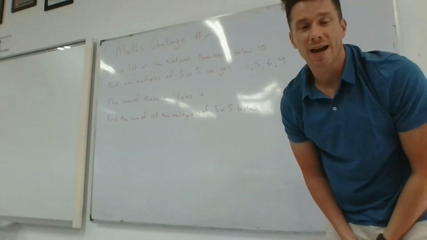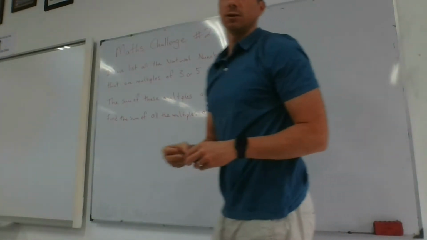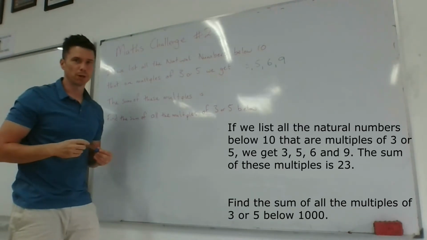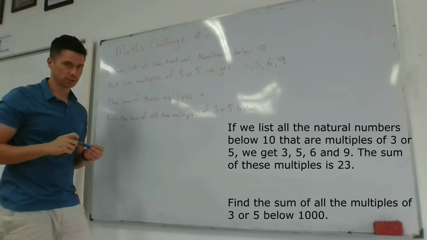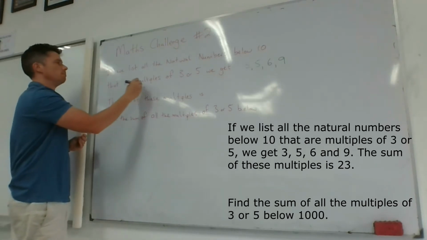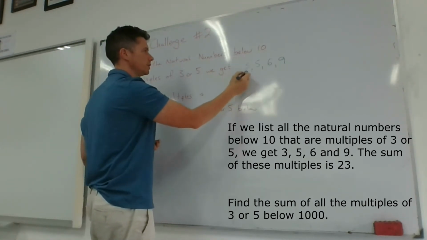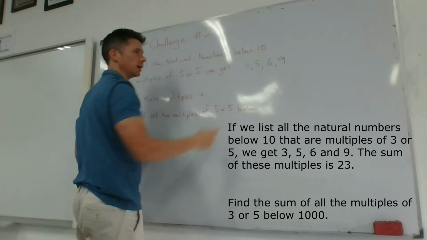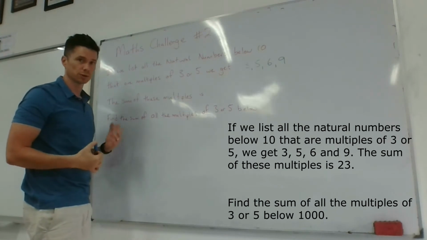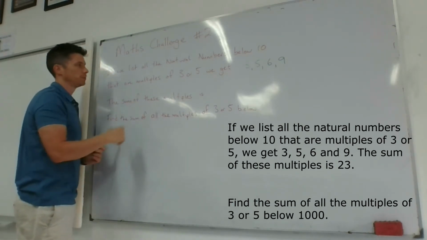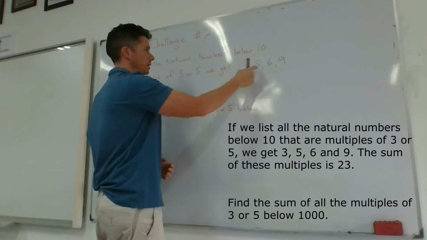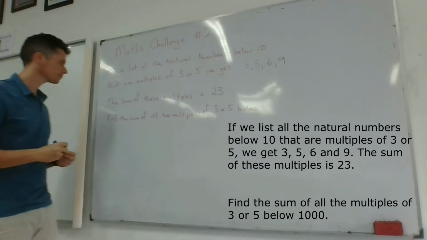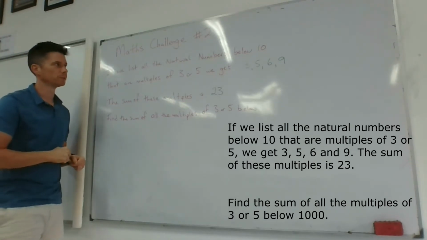So I'm here looking at the maths challenge for this week. So, what is it? If we list all the natural numbers below 10, so natural numbers, positive whole numbers, that are multiples of 3 or 5, we get the numbers 3, 5, 6, and 9. Multiples of 3 in that list, 3, 6, 9. Multiples of 5 is just 5. The sum of these multiples, if I add them together, I get 23. Okay, and that's the sum of those multiples.